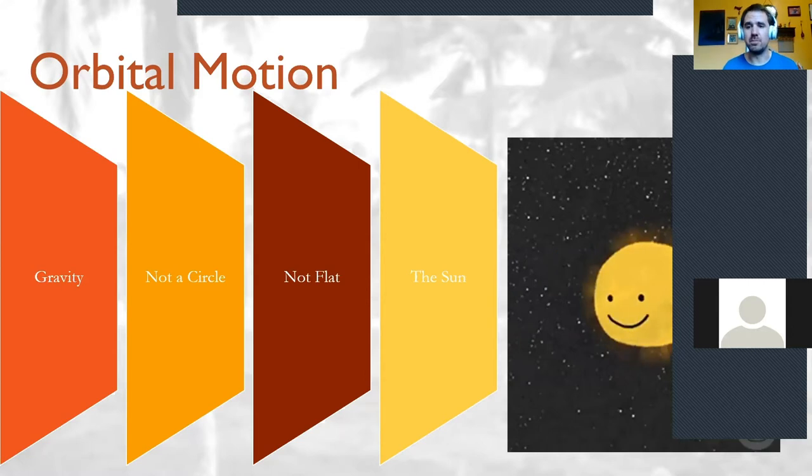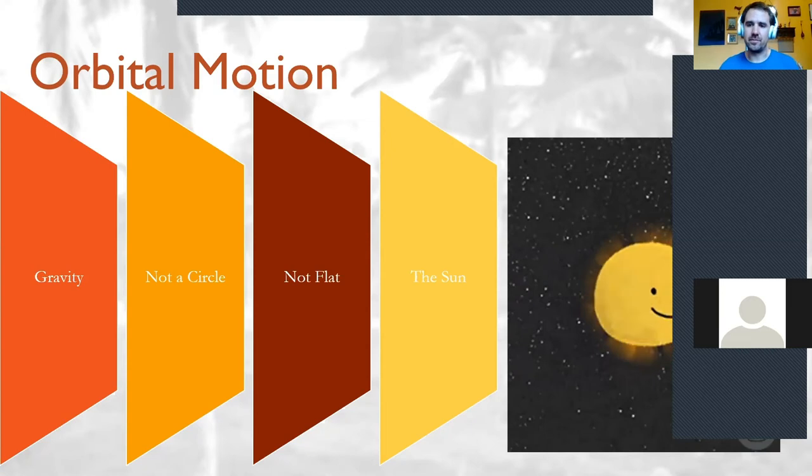So its gravitational pull is constantly trying to suck the Earth in towards it and kind of like just pull it towards the center mass of the sun. Now, what stops us from becoming a fiery inferno is that the Earth is also kind of moving perpendicular to the sun at the same exact time.